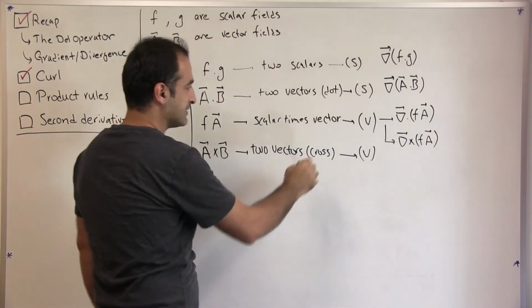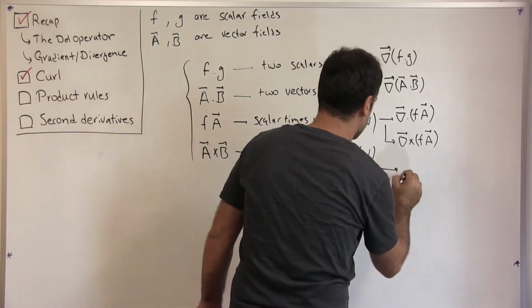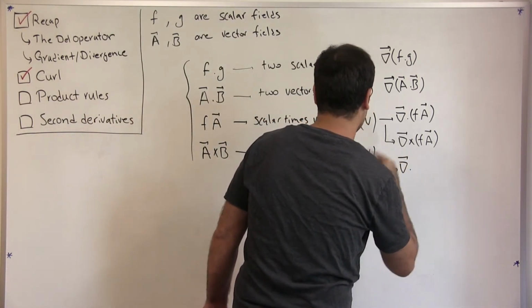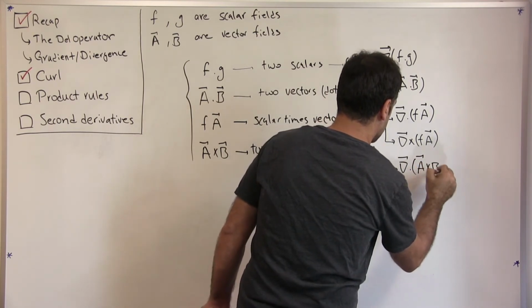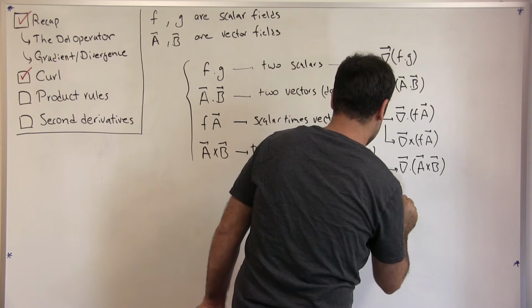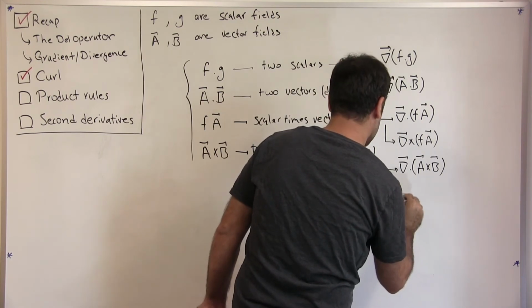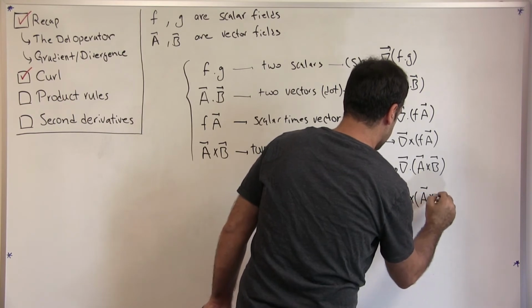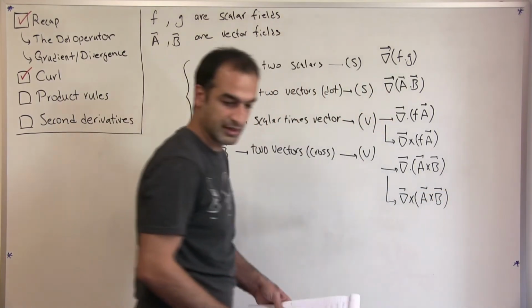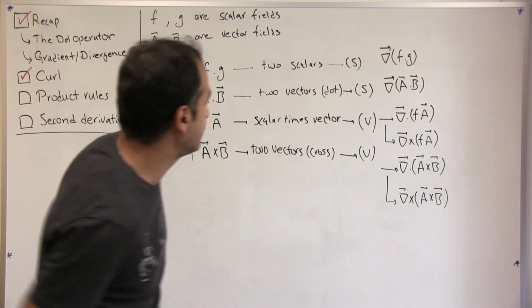Likewise, for the last one, it's a vector, so I have two options. I can do the gradient, I can do the divergence of A cross B, and I can also do the curl of A cross B. Okay, so how many ways? There are 5 different ways.